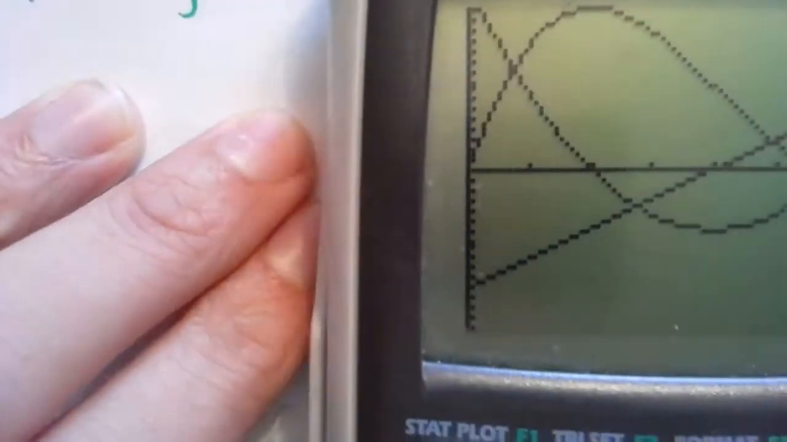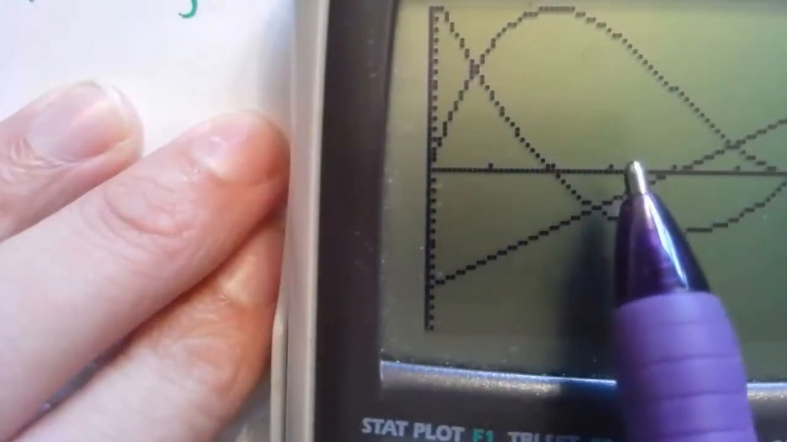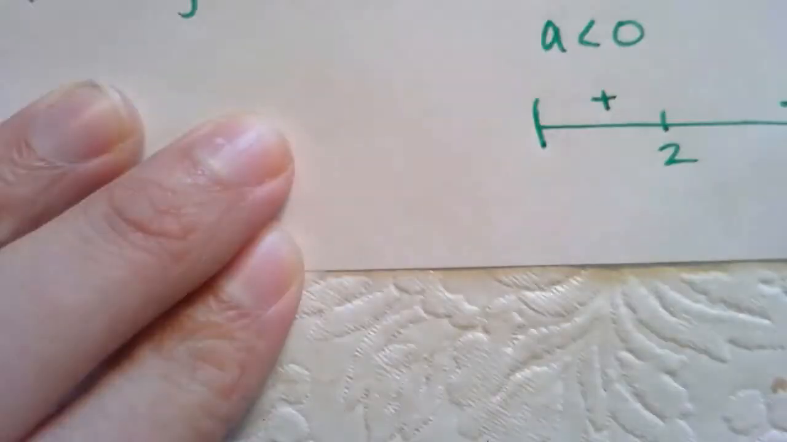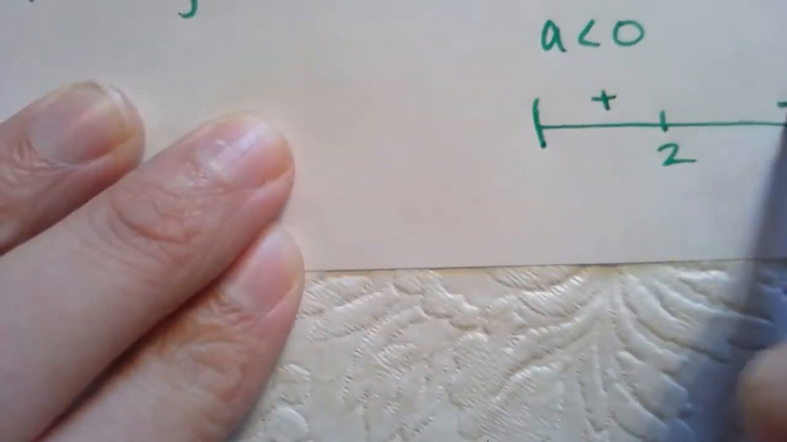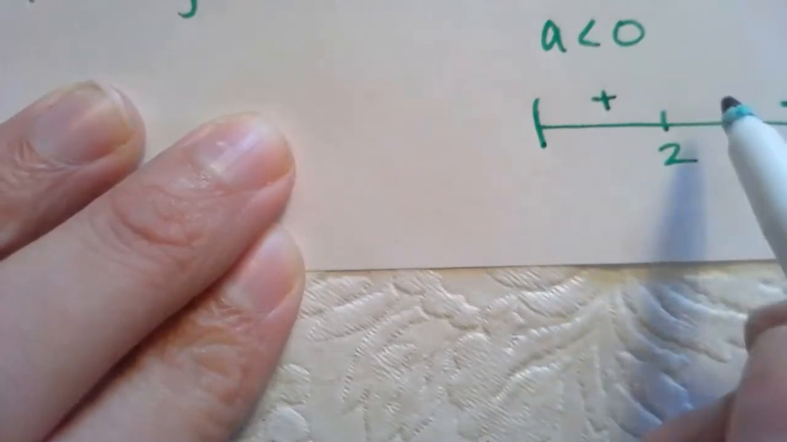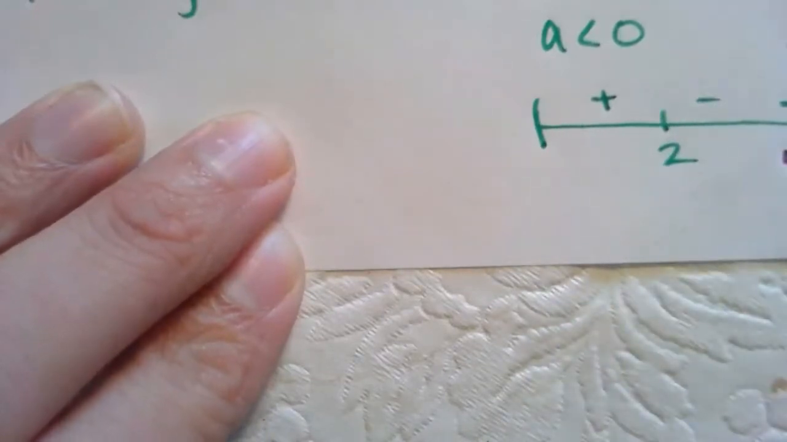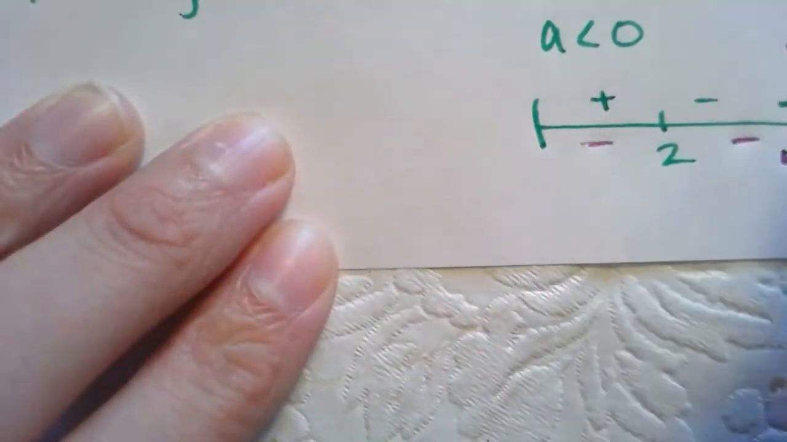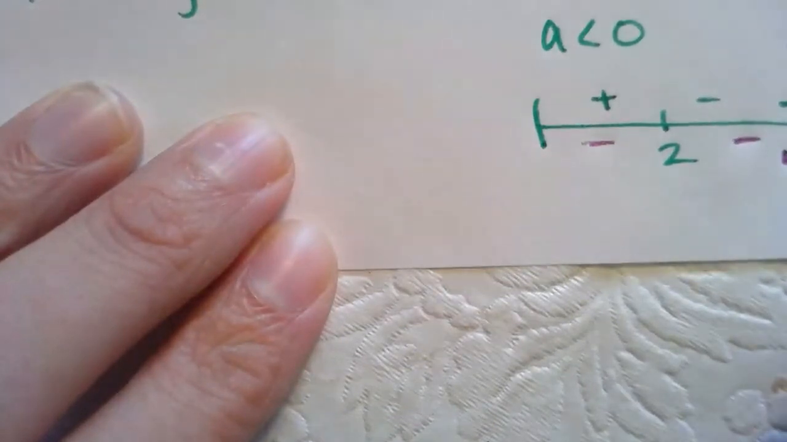Acceleration, we can see here in the graph, acceleration is 0 at 4. So we're going to add a new piece to my line graph. We're going to add in a 4. So what that means is that, again, it's negative here. The acceleration from 0 to 4 is negative. And then positive from 4 on.